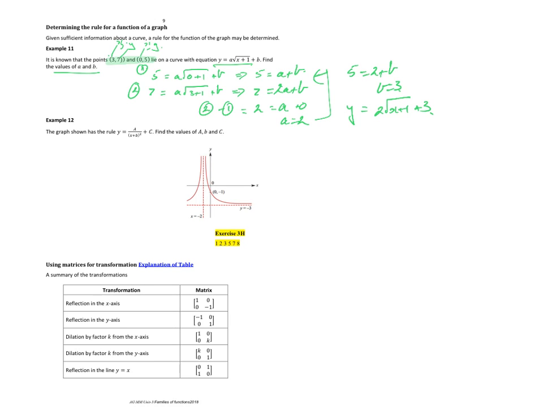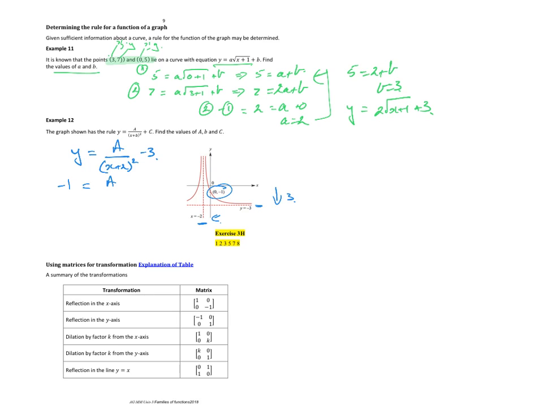Example 12, that'll be similar. With this one here, my asymptotes tell me some key information. I've been shifted down 3 units and I've been shifted to the left 2 units. So straight away, I know that this equation here, I don't know about dilations, but I've shifted 2 units across and 3 units down. So that point there at (0, -1) is the other piece of information I'm going to use. x equal to 0, y equals -1.